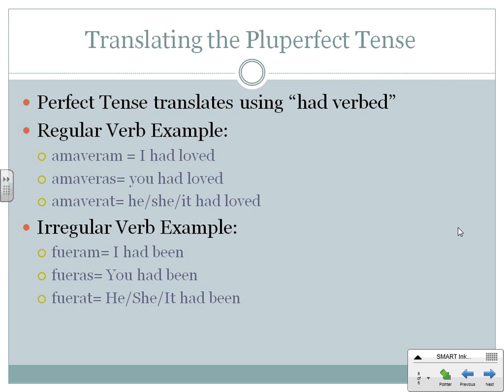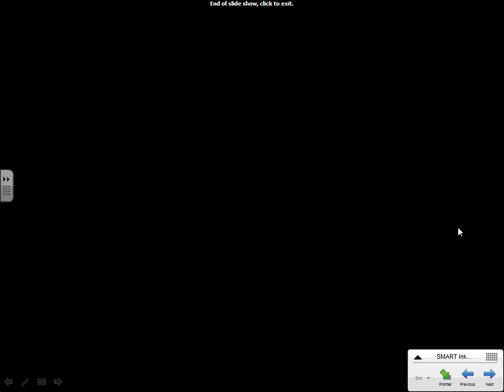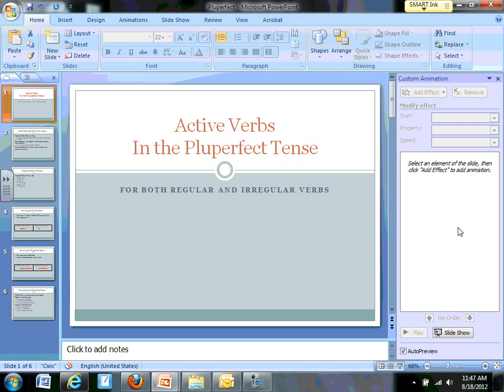So, the pluperfect tense really isn't anything too tricky. You just have to analyze that word before you jump to a conclusion.